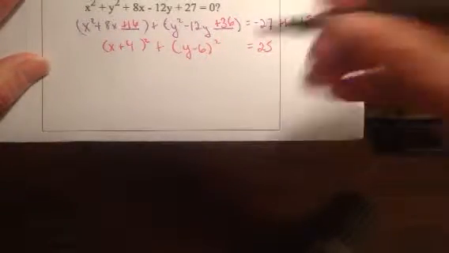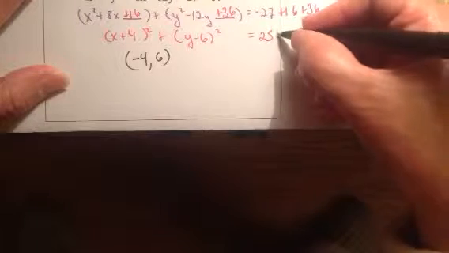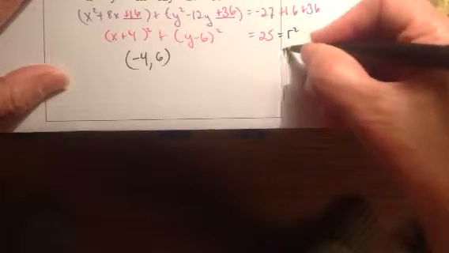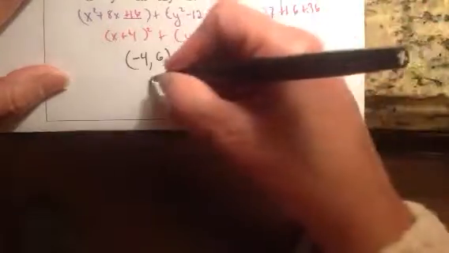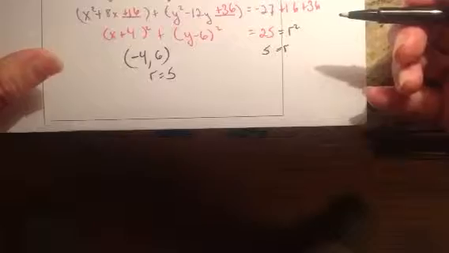And this is great because now I can easily see that my center is going to be negative 4 comma positive 6, and my radius is, remember, this is r squared. So 25 equals r squared, so r equals 5. So my radius equals 5. And I could easily graph that. So let me do one more example with you.